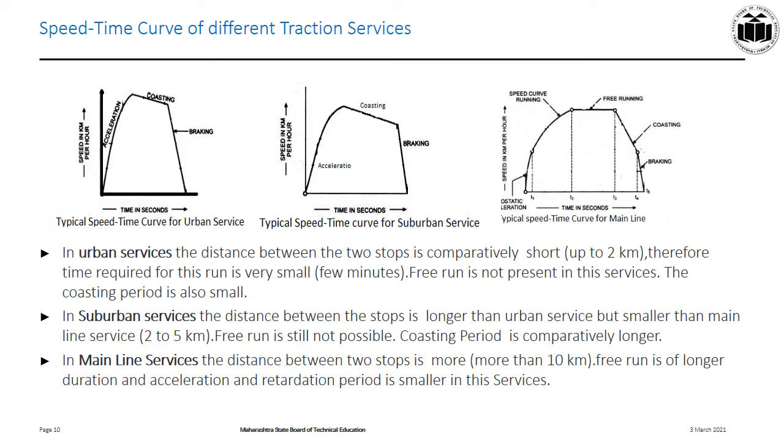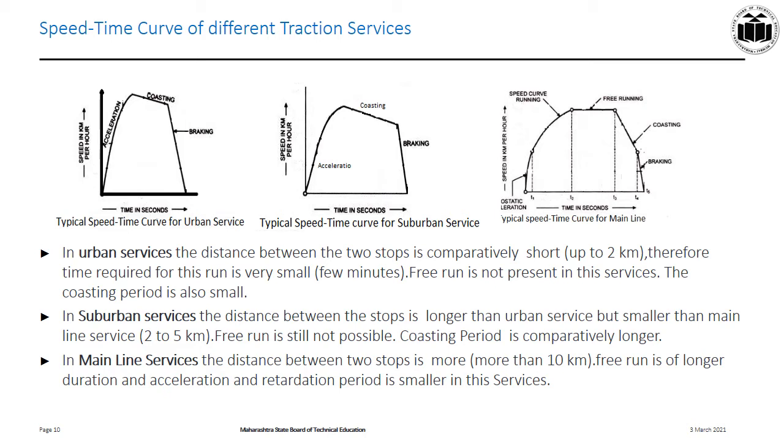In this slide, we will discuss the speed time curve for different traction services. You can see here three different speed time curves for urban service, suburban service and mainline service. In urban services, the distance between the two stops is comparatively short. Therefore, the time required for this run is very small, and therefore free run is not present in this service and also coasting period is small.